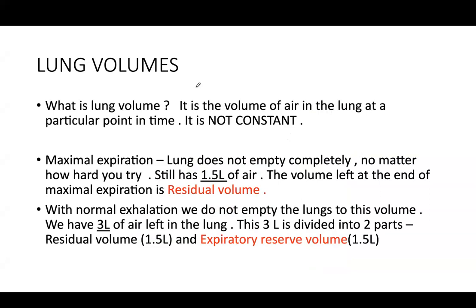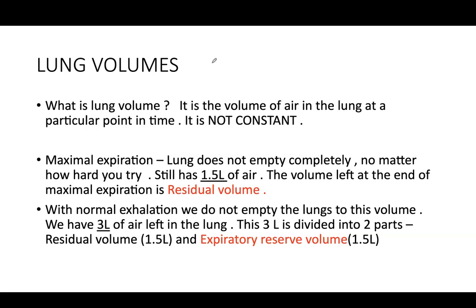Lung volume is the volume of air in your lungs at a particular time. And as I said earlier, lung volumes are not constant. They keep on changing. So when you inspire, you're increasing the lung volume. When you expire or exhale, you're decreasing your lung volume, right? So now we're going to talk about maximal expiration. Maximal expiration means you expire more than you normally would. In a normal expiration, you expire just like a normal person. But in maximal expiration, you force yourself to expire more air than normal.